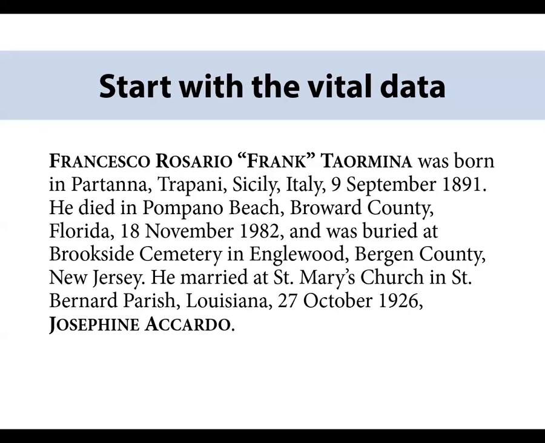Here's an example of the first paragraph of a genealogical sketch. We have the subject's name, where he was born, where he died, and when. These are the bookends of Frank's life. Then we move to his marriage with the place, date, and spouse's name. We can already see a story here with just this little bit of information. He was born in Italy, died in Florida. He was buried in New Jersey and married in Louisiana. How and why did he move from place to place? That is the story that we want to tell in the narrative paragraphs that will follow this first paragraph of Frank's sketch.